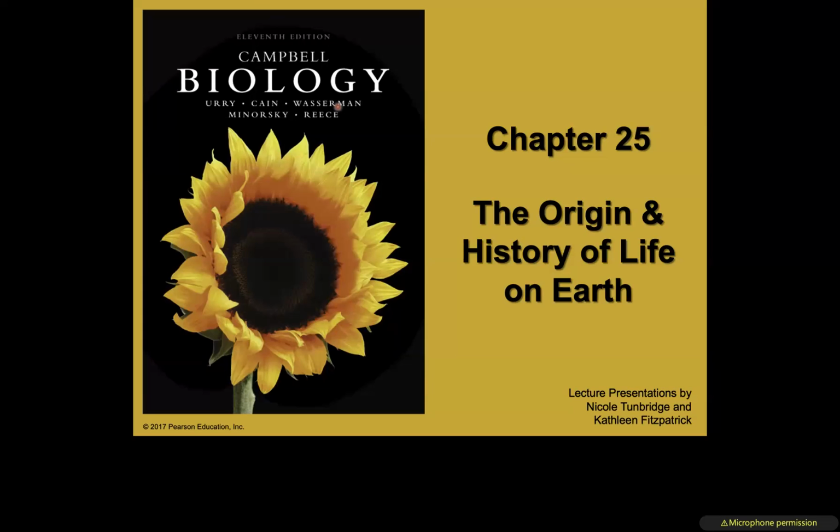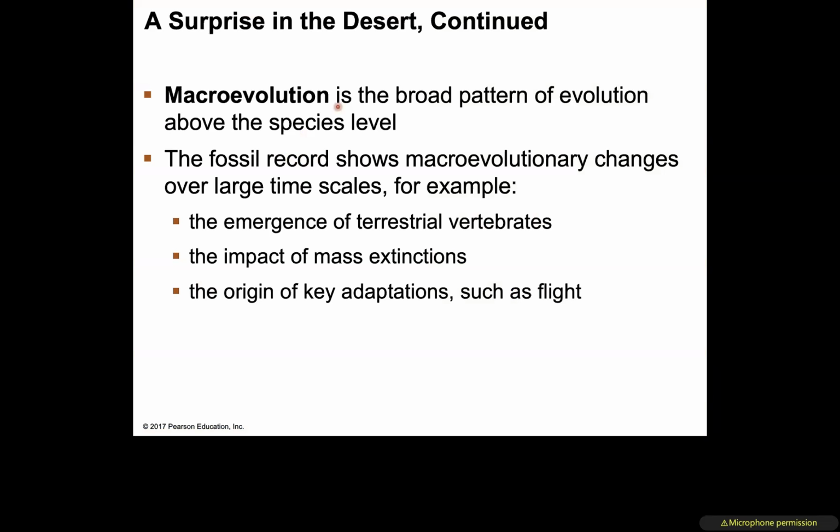Your Chapter 25: the origin and history of life on Earth. In our previous chapters, we discussed two concepts, microevolution and macroevolution. If you recall, microevolution is evolution at the level of the alleles. Macroevolution is a broader pattern of evolution above the species level.